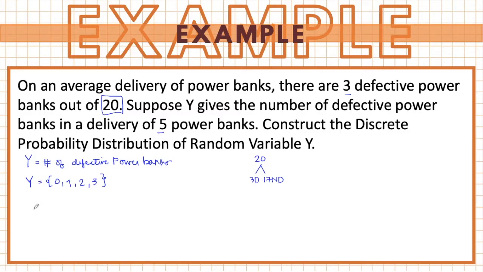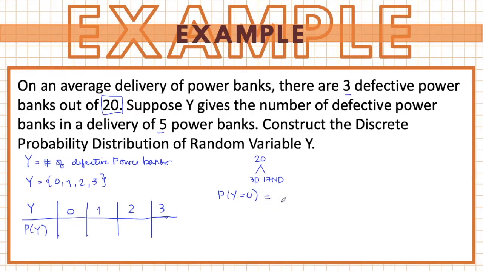Next is, we construct the discrete probability distribution by computing the probability of each random variable. So, let's have the table again. So, y and then probability of y. So, we have here 0, 1, 2, and 3. Okay. Then, let's compute for the probability of each. Let's start first with probability that y is equal to 0. So, again, the formula for computing for the probability is favorable over possible. So, let's have first the denominator.